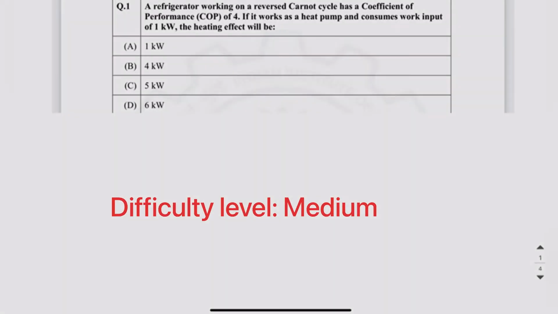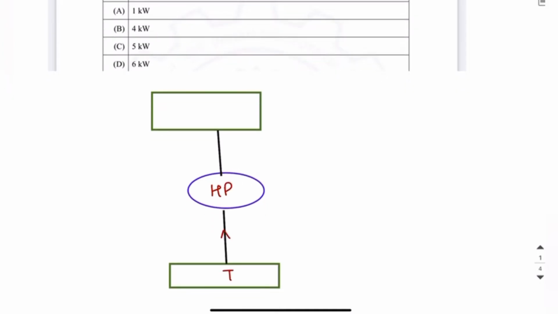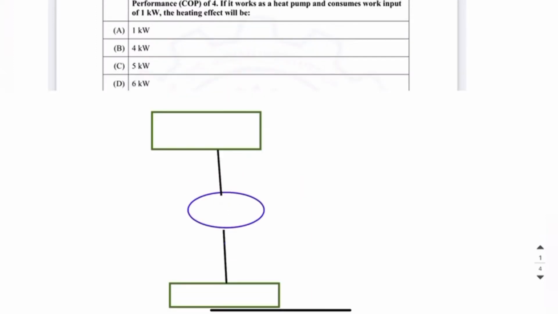So let us draw a heat pump. A heat pump is a device which takes heat from a lower temperature QL by taking some work input and rejects heat to a higher temperature which is QH. A refrigerator is a device which takes heat from a lower temperature by taking some work input and rejects heat to a higher temperature QH.